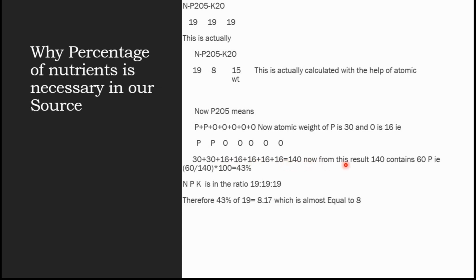Now from this result, 140 contains 60 phosphorus, that is 30 plus 30 makes 60, so 60 phosphorus, that is the percentage is 60 divided by 140 into 100, that makes it 43%. Now NPK is in the ratio 19-19-19. Therefore, 43% of 19 is equal to 8.17, which is almost equal to 8%.